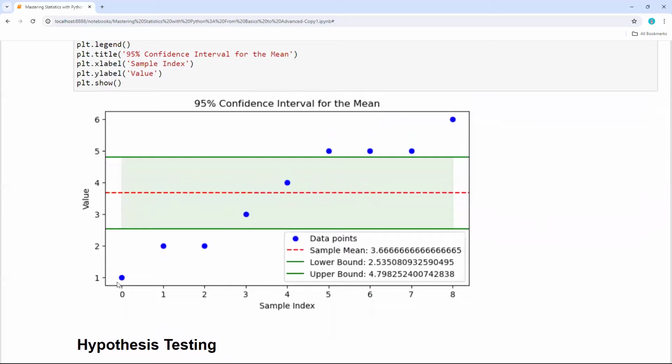These are all my data points. I have 0, 1, 2, 3, 4, 5, 5, 5, 3 times, 2, 2 times.